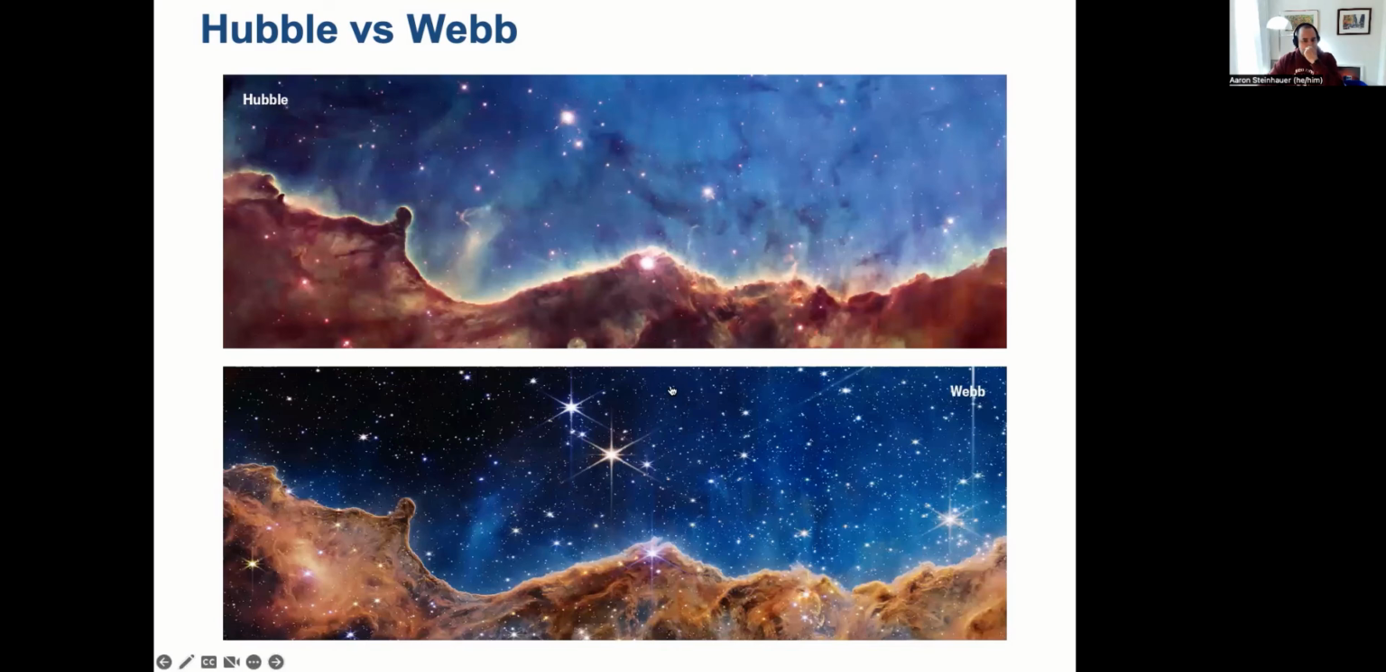We've seen some of that already, but this is the same image, the same region of space, the Carina Nebula, I think, taken from the Hubble Space Telescope and the James Webb Space Telescope. Both of these images are stunning. I don't want to take anything away from the Hubble Space Telescope image. It's amazing. But the resolution and the detail that you can see in the James Webb Space Telescope image is far superior. It's unbelievably better.